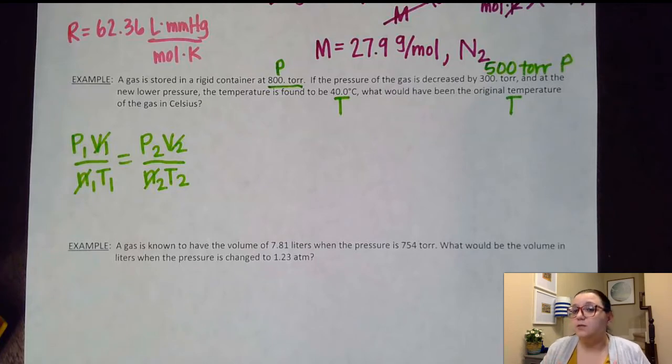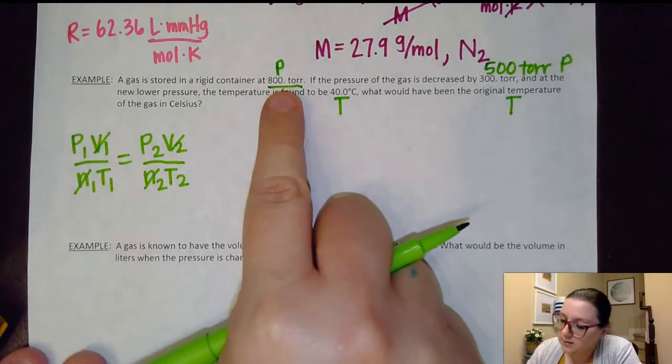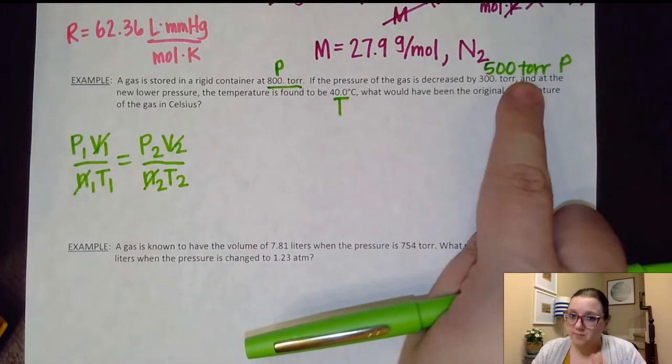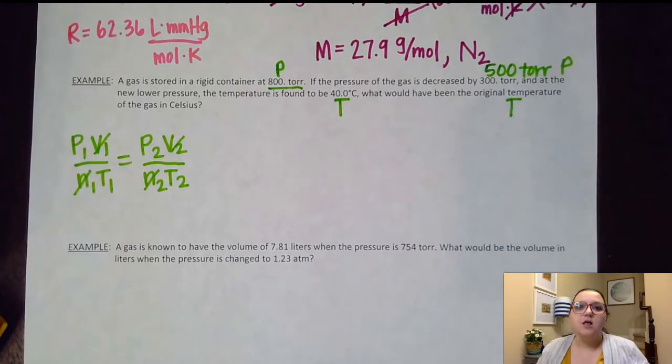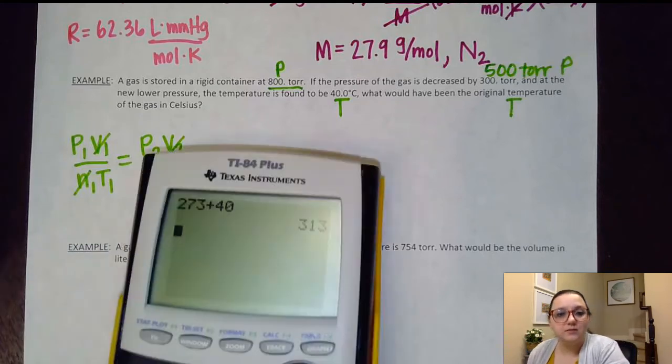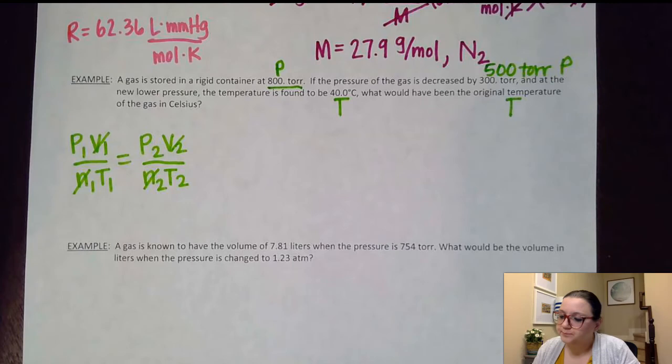Now, I have to be careful for my units here. First off, I need units to match. And so I see I have 800 torr and 500 torr, so that matches. But the temperature, while they might match, they're not in a good unit. Remember, for these to work out, your temperature must be in Kelvin. Even though it wants the original temperature in Celsius, that doesn't matter. I still have to calculate this in Kelvin or it doesn't work out. So my 273 plus the 40 would get us a temperature of 313.